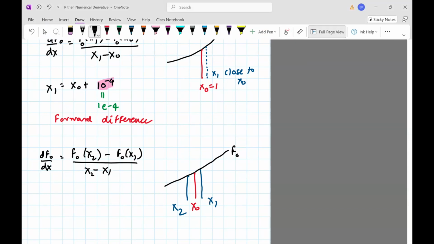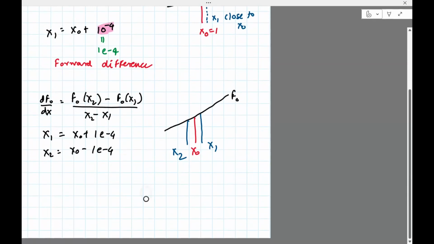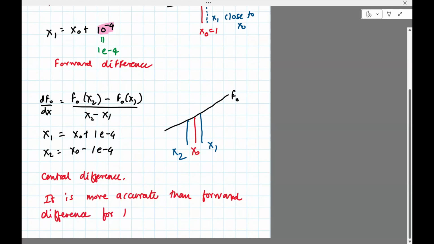Well, you can use the same kind of formula for x1, x2. x1 equals x0 plus 1e negative 4. x2 equals x0 minus 1e negative 4. This is known as the central difference formula. And it is more accurate than forward difference for the same step size. The step size here is the value 1e negative 4. So the same step size, you see, it's actually almost twice as accurate as forward difference. So you want to use that. Okay, and I think we'll be using it some point of time, not immediately.